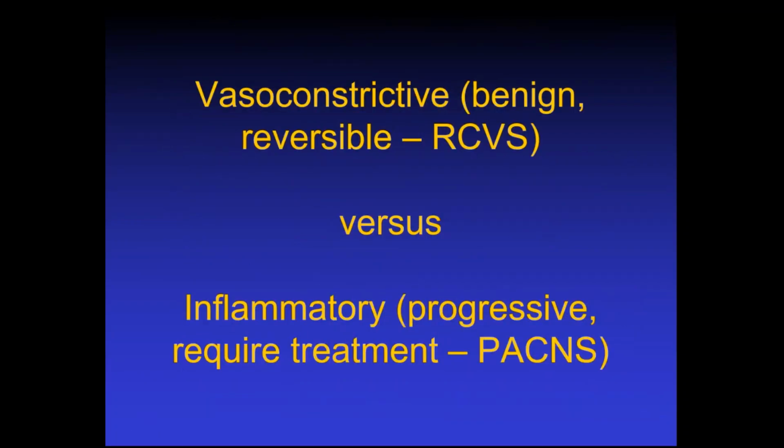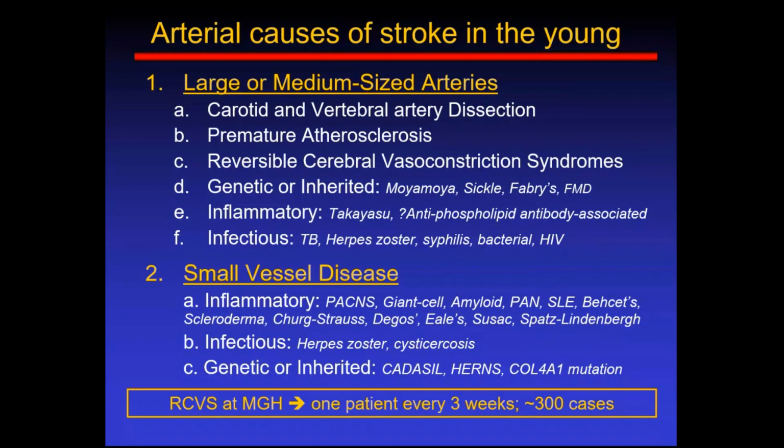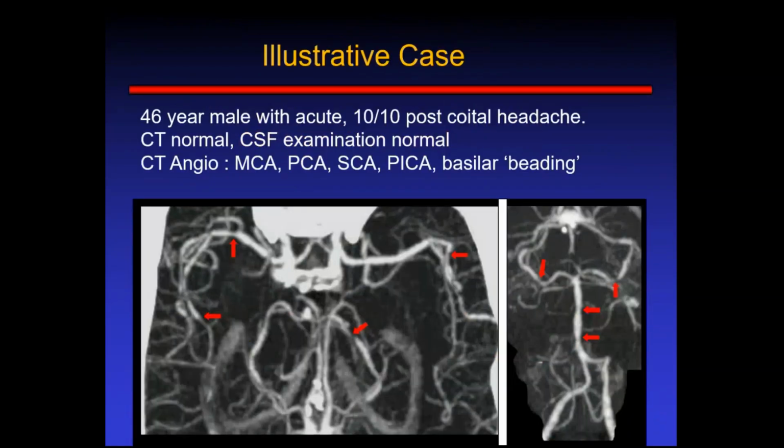Another way to think about arteriopathies is whether they're going to keep progressing and cause more harm, or whether they are benign and reversible. RCVS belongs to the latter, and vasculitis belongs to the inflammatory progressive arteriopathies. Many of the other arteriopathies on this slide are also progressive in the absence of treatment. Okay, so what is RCVS?